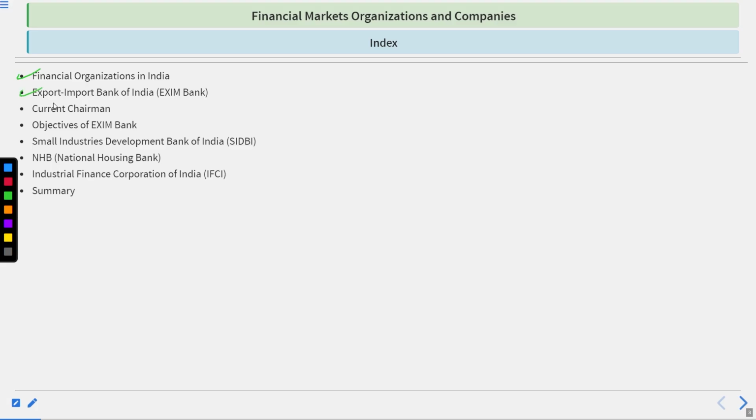Then we will talk about the Export Import Bank of India, in short known as the Exim Bank. Then we will talk about the current chairman, and then the objectives of Exim Bank. Then the Small Industries Development Bank of India, SIDBI. Then we will talk about the NHB, National Housing Bank. Then Industrial Finance Corporation of India, IFCI. And at last, we will look upon the summary of all the things that we would discuss. So this is going to be the course of action we are going to take in this particular lecture.